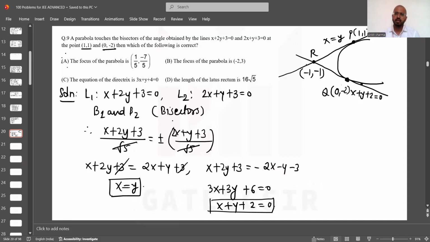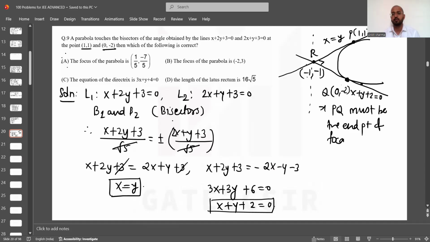Now, since these bisectors are of course perpendicular, these bisectors are nothing but tangents, and they are perpendicular. So perpendicular tangents intersect at the directrix. That means minus 1 comma minus 1 lies on the directrix. So this point will be on the directrix. That implies PQ must be the endpoint of the focal chord.